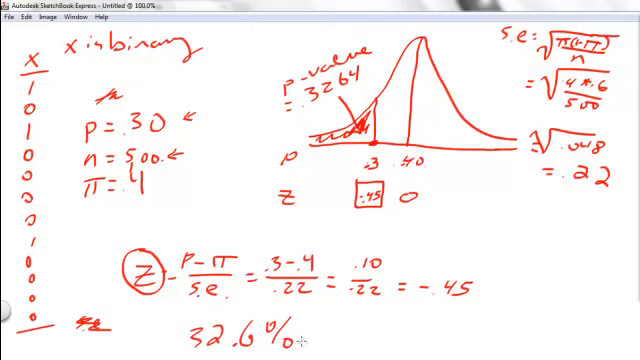Okay? All right, so anyway, that's the difference when we're working with these z-scores for sampling distributions versus the first video, which was just for x variables.